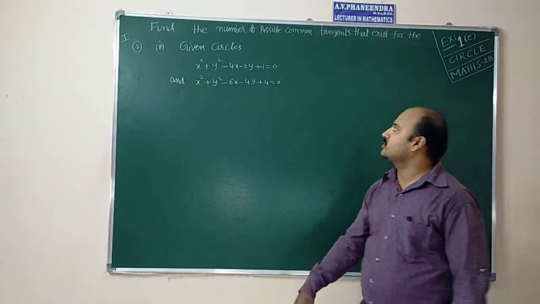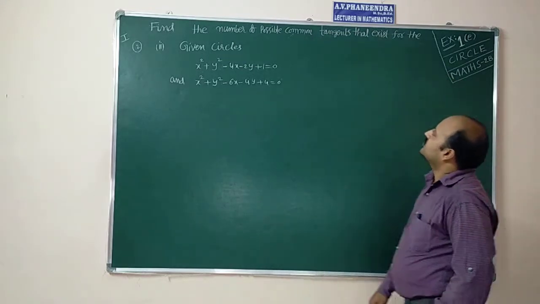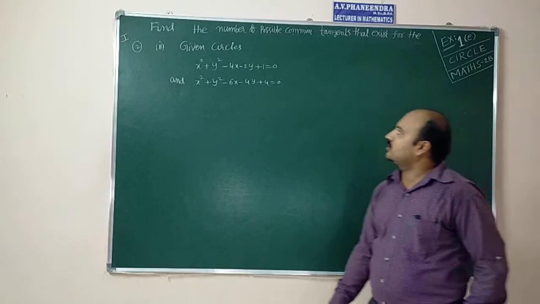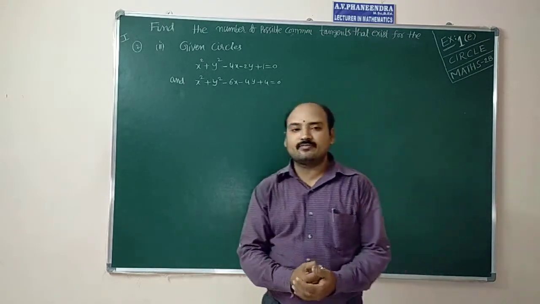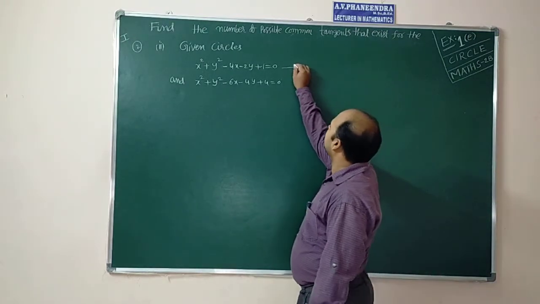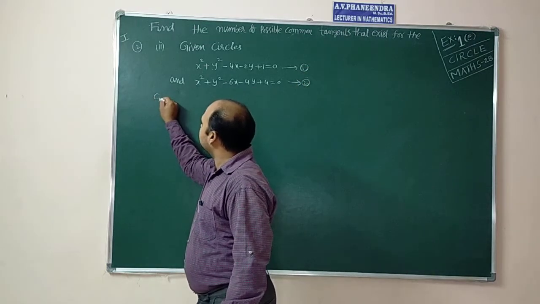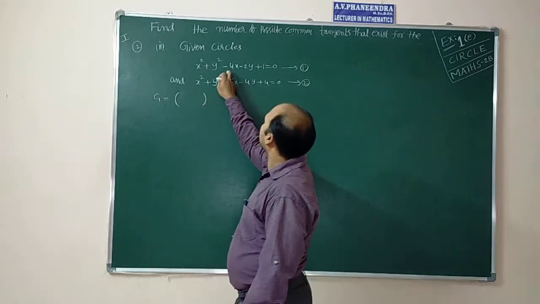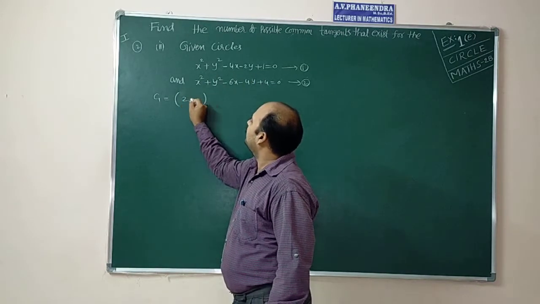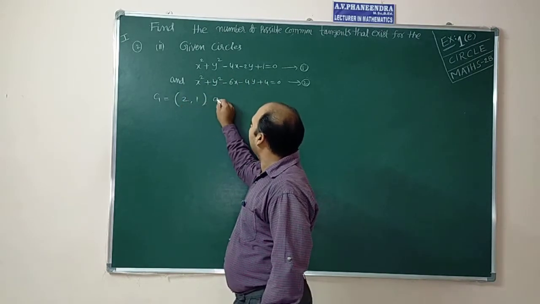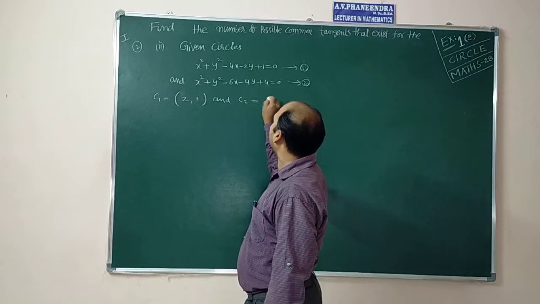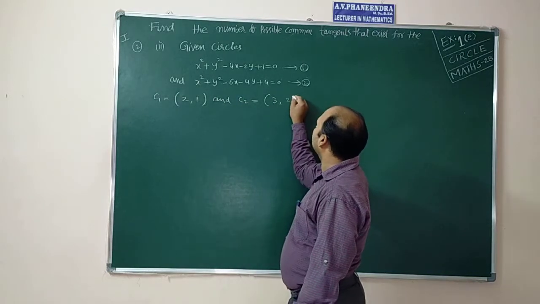Second question in this concept. Find the number of possible common tangents that exist for the given circles. First given circle, equation number 1, and equation number 2. Center of the first circle C1 is equal to minus x coefficient by 2, minus y coefficient by 2, and the center of the second circle C2 equal to (3, 2).